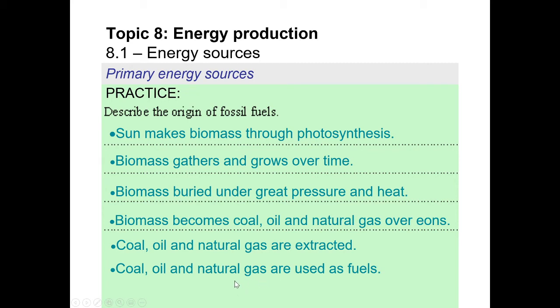Okay. So what's the big difference here between biomass and fossil fuel? Well, it's just the amount of time. Biomass is when the organism is alive, and fossil fuel is after it's been dead for millions and millions of years. So the big difference between biomass and fossil fuel is time. And, well, quite a bit of time if you want to get specific.